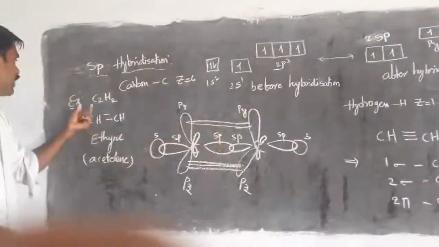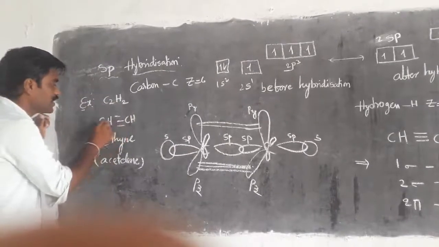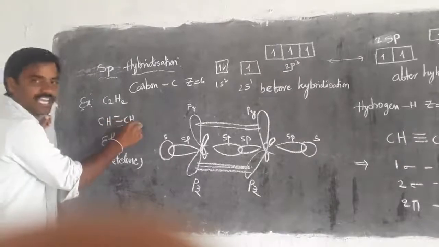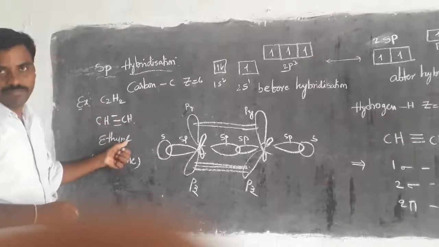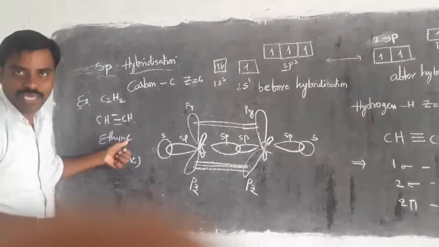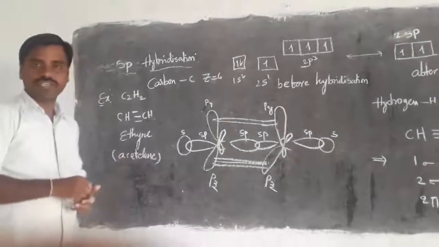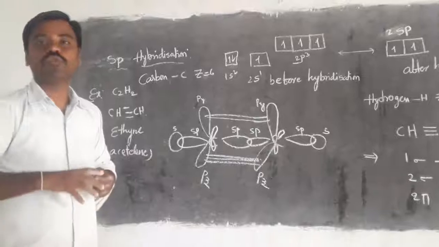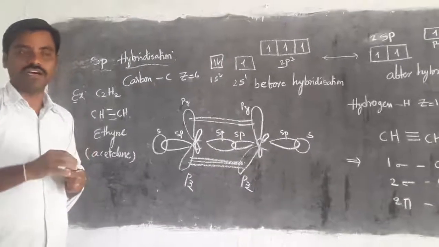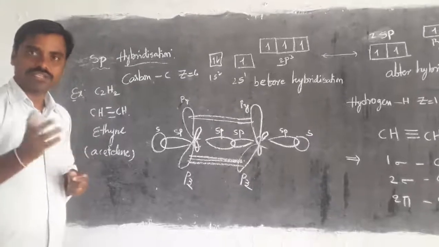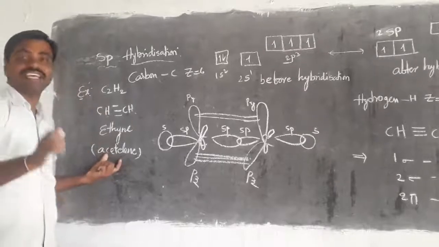For that, I am taking the example C2H2. This can also be written as CH triple bond CH, and the molecule's IUPAC name is ethyne. But generally we call it acetylene. Acetylene is generally used to ripen fruits, especially mangoes, in fruit markets. The sellers use calcium carbide, and when you spray water, the output is acetylene gas.